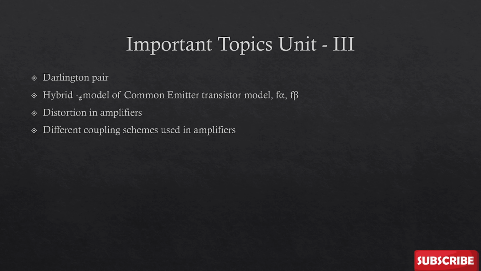And unit 3, you have Darlington pair, which is important, and there is hybrid pi model. I'm sorry about this, this is pi. And the common emitter transistor model for f alpha and f beta, distortion in amplifier, different coupling schemes used in amplifier. So these are the important topics for unit 3. You might expect questions. Again, I am telling that these are not definitely going to come.